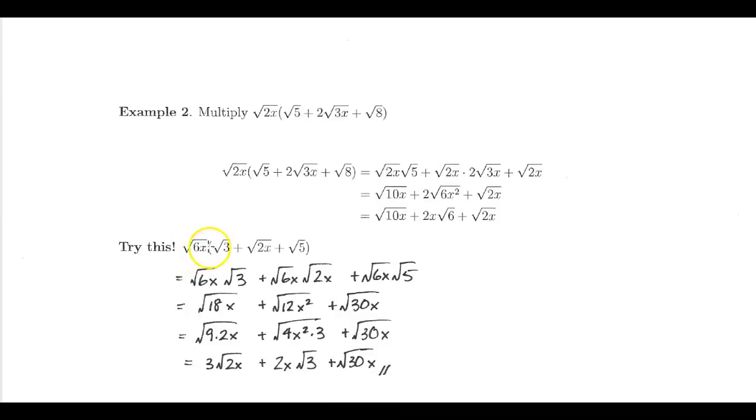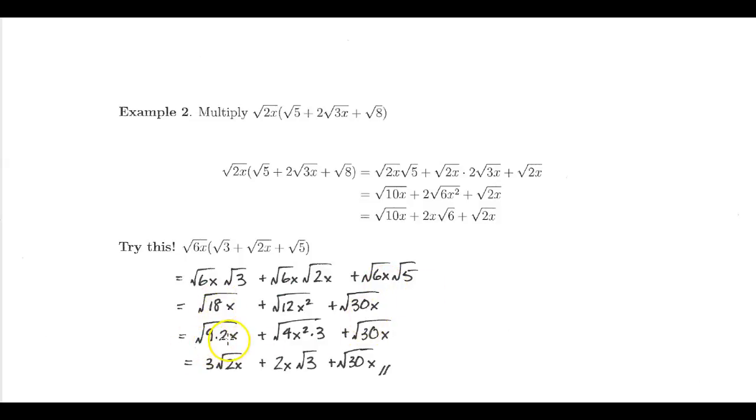So here we want to take root 6x times root 3 plus root 6x times root 2x plus root 6x times root 5. So using the product rule, we'll have the square root of 18x plus the square root of 12x squared plus the square root of 30x.